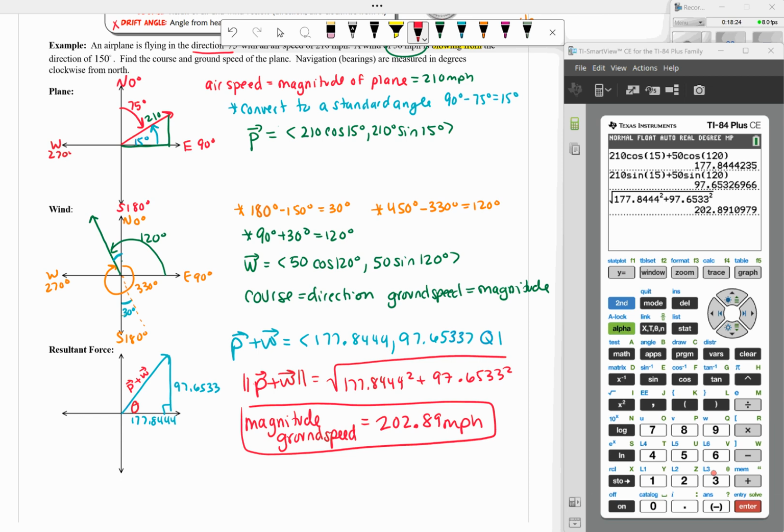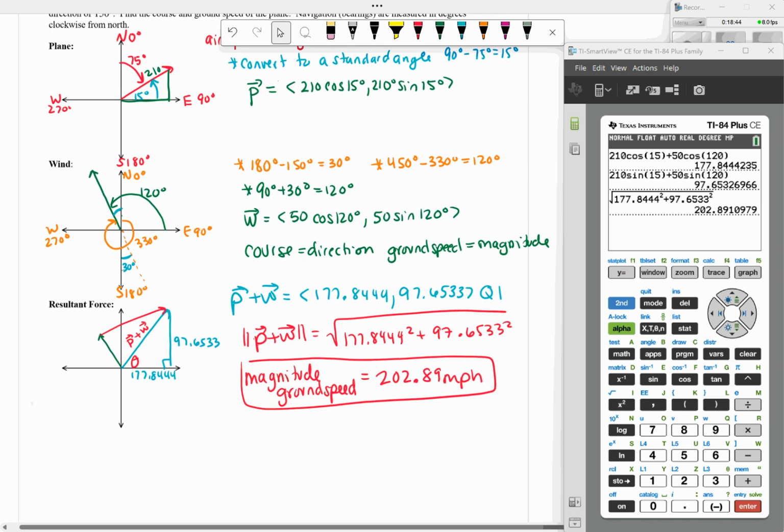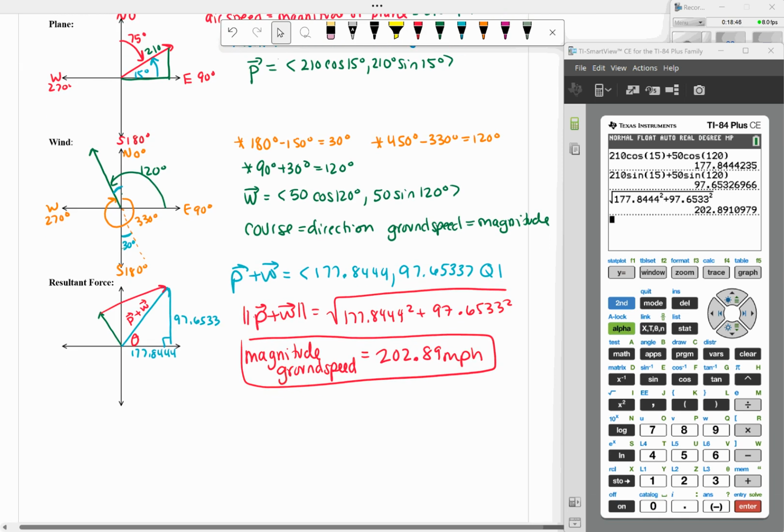And again, that's because the wind is going this direction, and then we have our plane, which is going this direction. So this would be the head to tail method of finding the resultant. So that gives us this resultant right here, if you wanted to think about it like that. But we're still not done, because we still need to find the direction angle, which is the course. And so remember, when we're finding the direction angle, that's really the standard angle that you're finding. So we're going to have to convert this back to navigation.